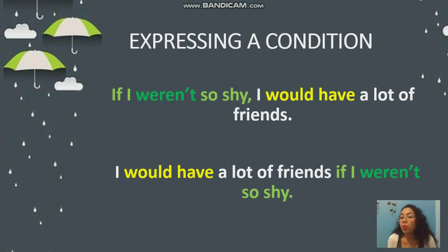I can say if I weren't so shy, I would have a lot of friends. Or I can say I would have a lot of friends if I weren't so shy. As you notice, I mean, it is clearly understandable siempre y cuando la que lleve if es la que va en pasado y la que no lleva if es la que lleva would. Okay? That's it. You can exchange their positions. And si ponen el resultado primero, you don't need the comma, okay? Because the if would be the one that divides the complete sentence.